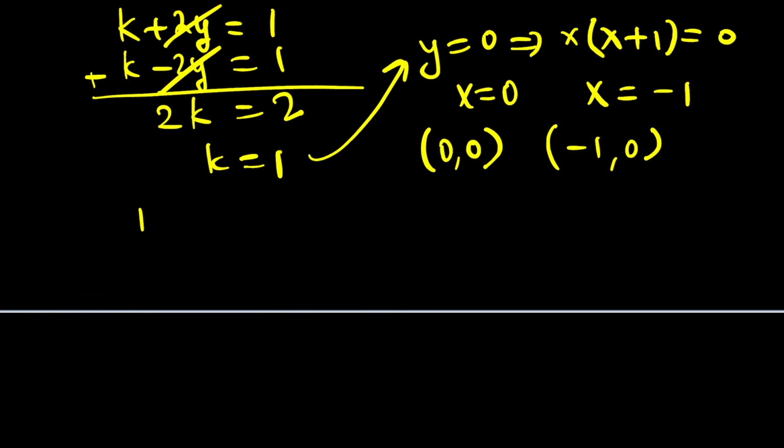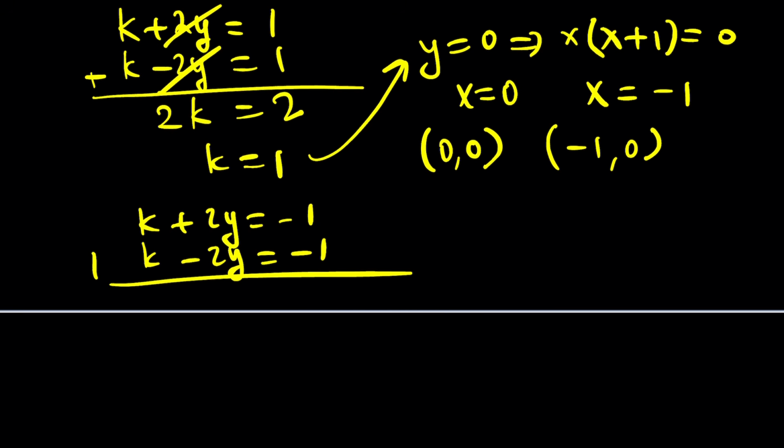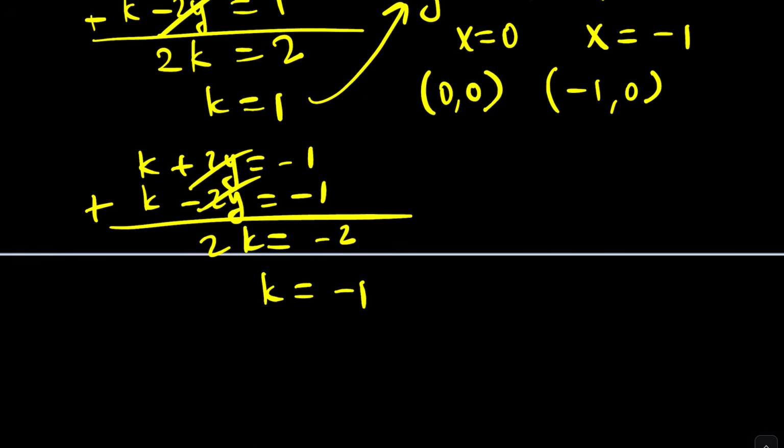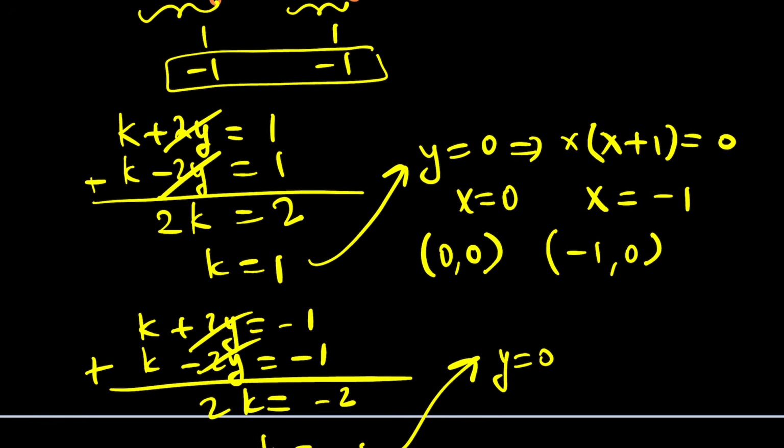Okay, now let's go ahead and check -1 and -1. That should also give us more solutions, hopefully. Let's check it out. -1 and -1. We're going to add them again, same way. 2k is -2, k is -1. Let's go ahead and plug it in. Now, how do you find y from k? We have an equation, either one of these or the original one. If k is -1, you get y equals 0. Again, the same thing. And if y is 0, you know what happens. So this is nothing new. It gives us the exact same thing, which means we only end up with two solutions. All right, so far so good.